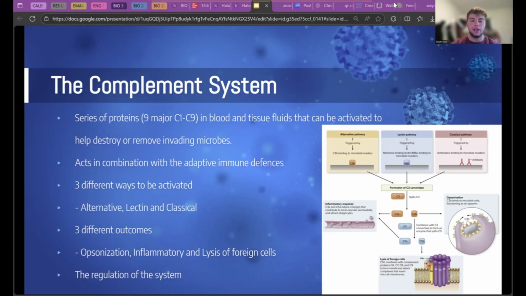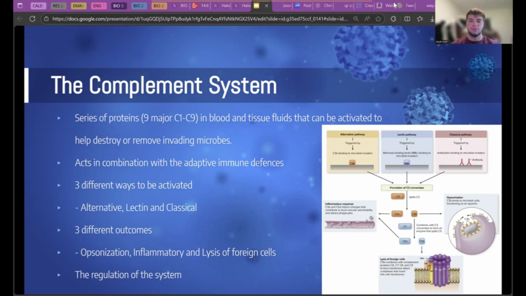Hi guys, my name is Wyatt. I was tasked with going through the complement system and the Christian worldview aspect and how it pertains to microbiology. First, we're going to go over the complement system. The complement system is a series of inactive proteins that are found in the blood and other bodily fluids and the tissues of the body.